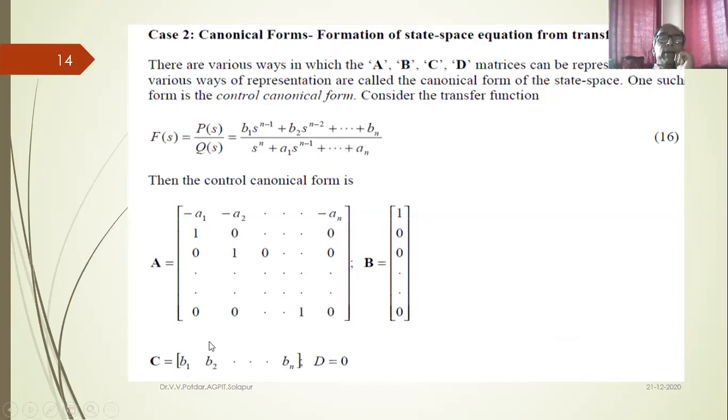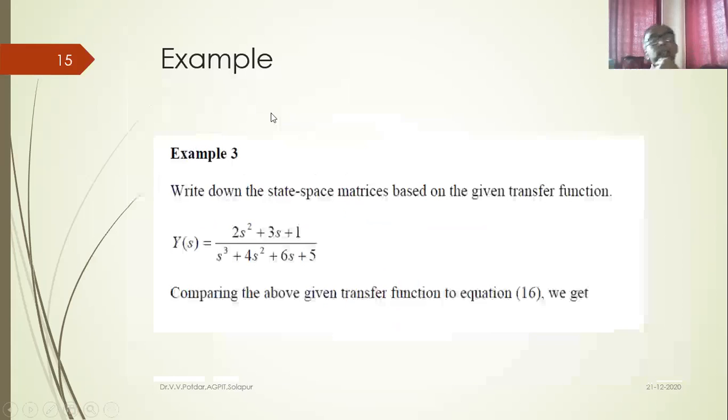C is the output matrix. B was the input matrix, C is the output matrix. So b1, b2 I have to identify and just put them in a row matrix. D is equal to 0. So let us take an example.